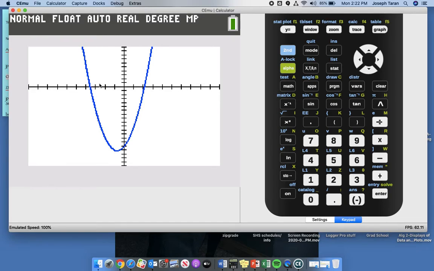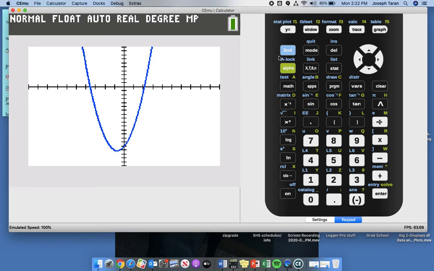I call them zeros. You also have your axis of symmetry, which is going to be a line that cuts through your parabola, and your y-intercept is right here. I'm going to show you how to do this on the calculator. The first thing is, I think we should start with the x-intercepts because that's the hardest.